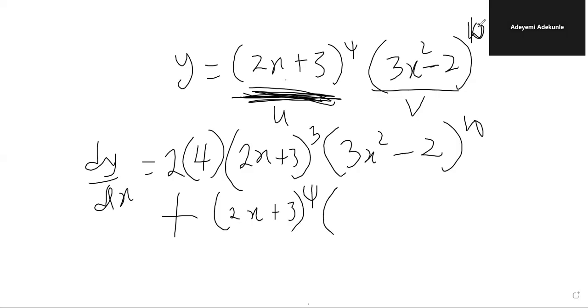Differentiate the second one. How do we differentiate this? This also can be solved using chain rule. But instead of that, we can scope it. And what is the scope? Differentiate what you have in the bracket.